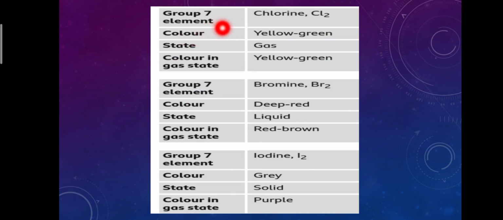The second element of group 7 is chlorine. Its color is yellow-green. It exists in gaseous state at room temperature and its color in gas state is yellow-green.